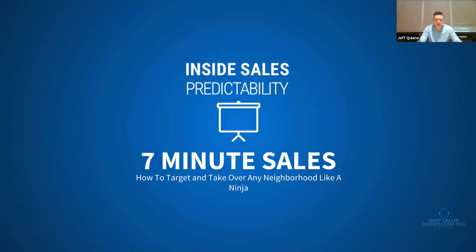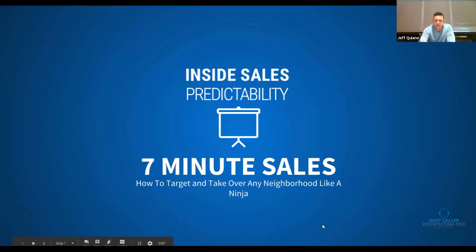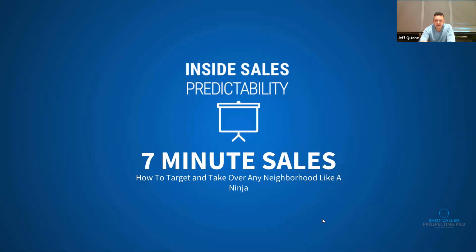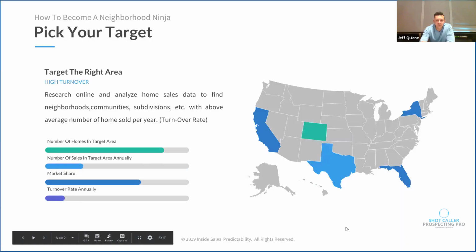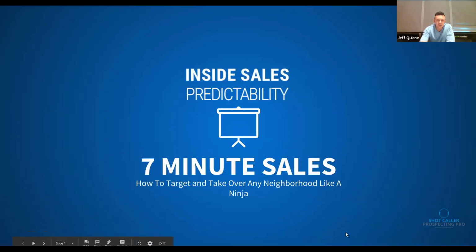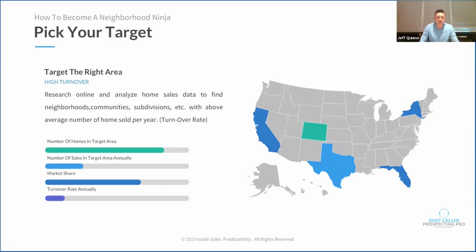Cover a broad scope of things that you can then start digesting and digging deeper into. So today's topic is how to target and take over any neighborhood like a ninja, right? When you think about a ninja, they're pretty stealthy. Nobody knows they're coming until it's all said and done and they're there. Your competition won't see you, but you're going to pop up as the dominant person in whatever target area you want to get into. So we're going to talk about the strategies to take over any neighborhood.